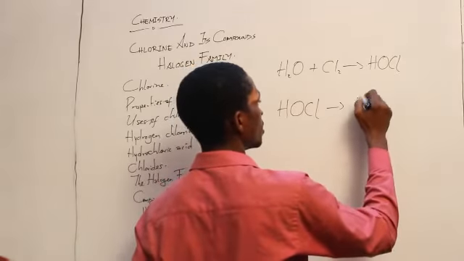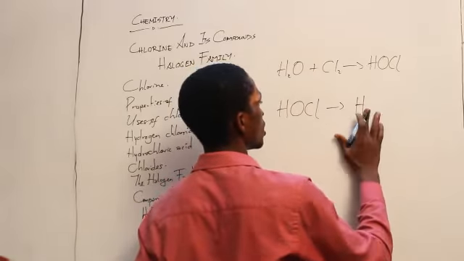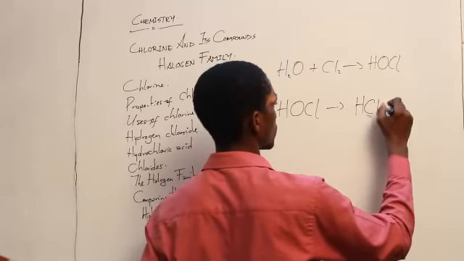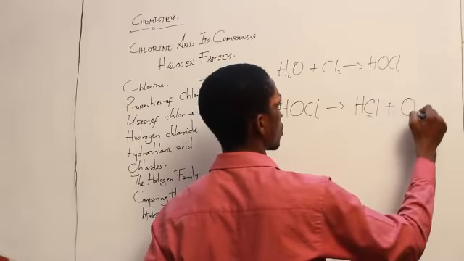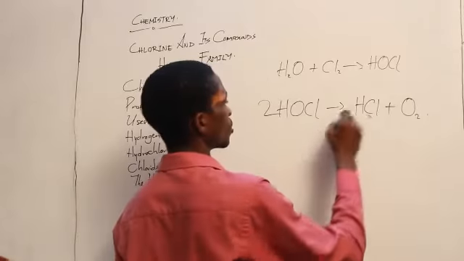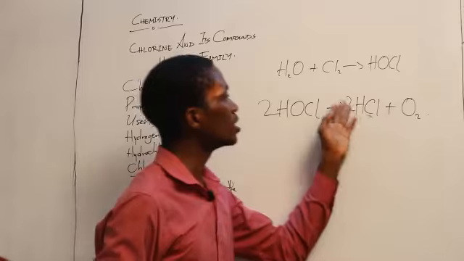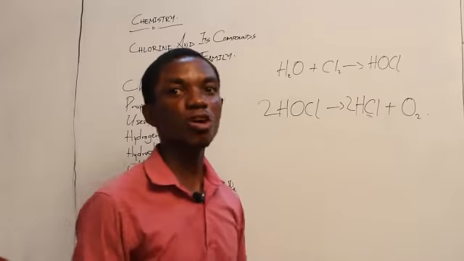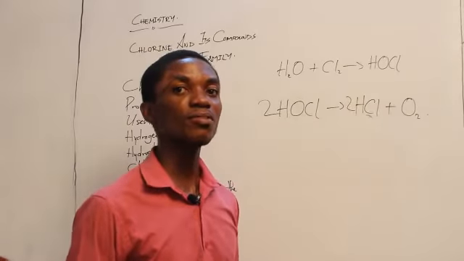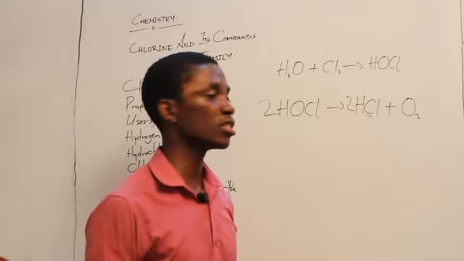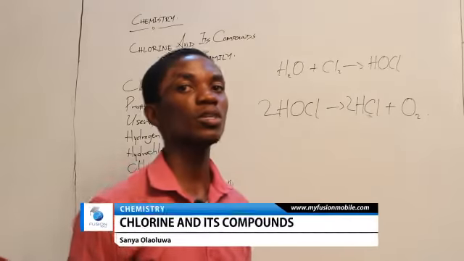We can have HCl plus oxygen, in case of two particular of its structure. So in the presence of this it bleaches off whatever dirt, and it is a very good bleaching agent, a better bleaching agent than most other compounds.